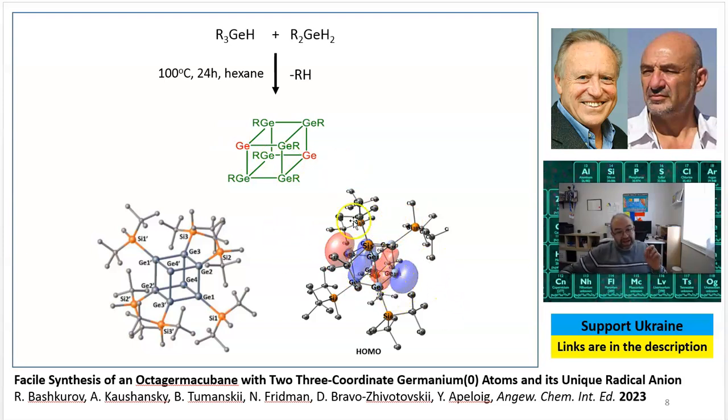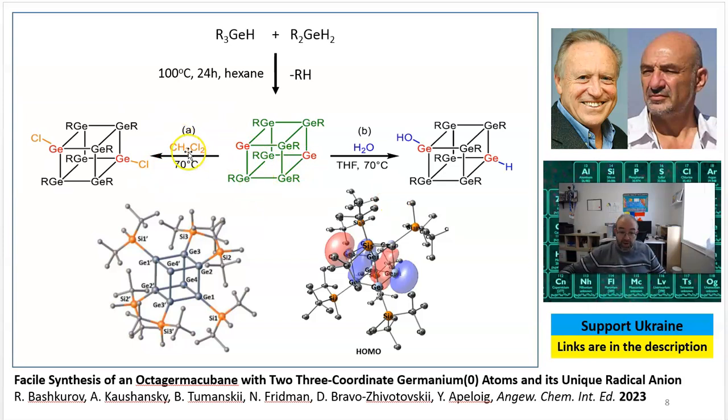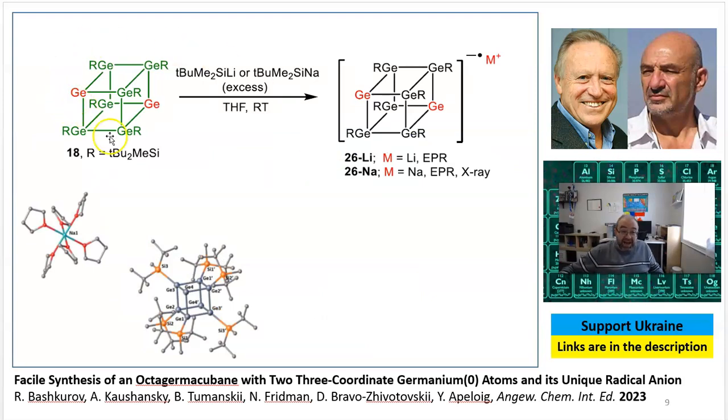Now let's take a look at how this cube reacts. Ta-dam! So with dichloromethane, it's a typical radical reaction. Each germanium abstracts a chlorine atom. And with water, it splits water. And that's a little bit surprising to me. That means there is a polarization. They did something even better than this. They did a single electron reduction, added an electron to this cubic molecule, and got a stable anion radical, also able to isolate it with the sodium countercation and get an X-ray structure. So that's an X-ray structure of an anion radical of the cube.